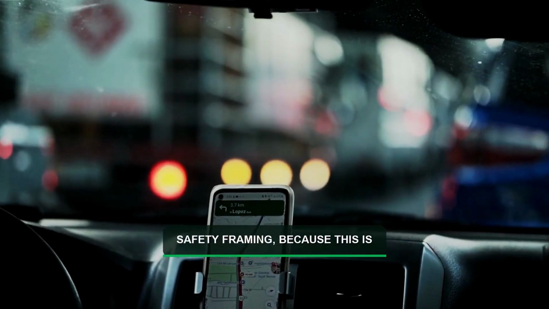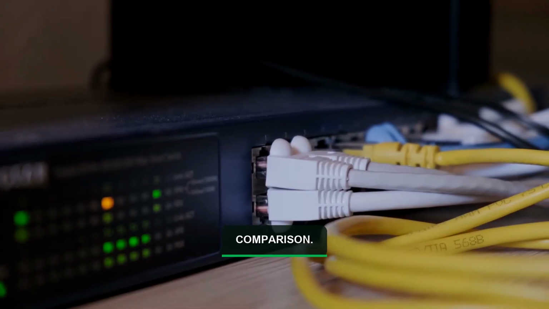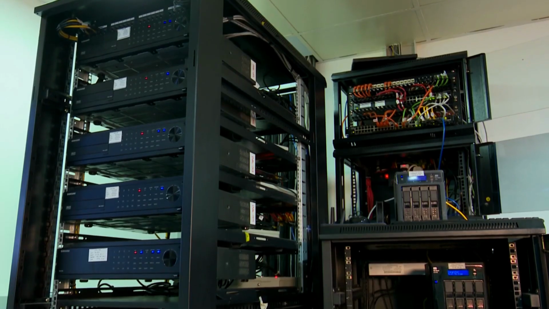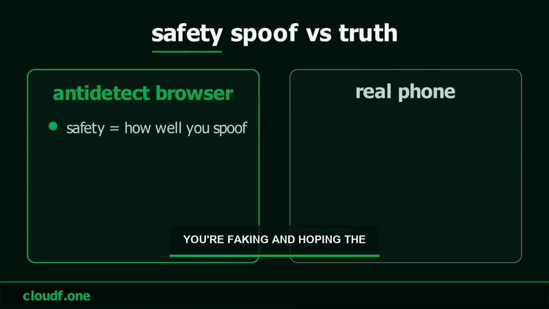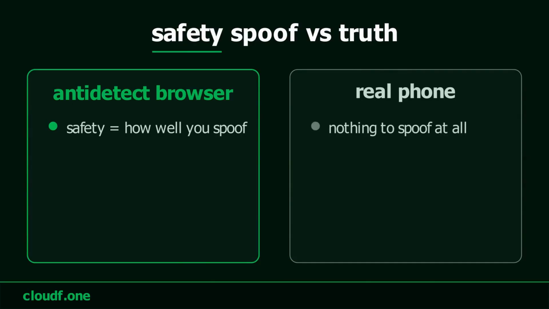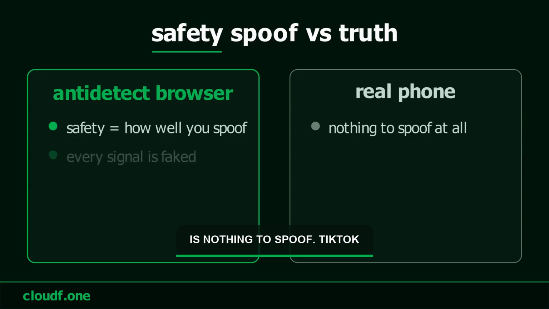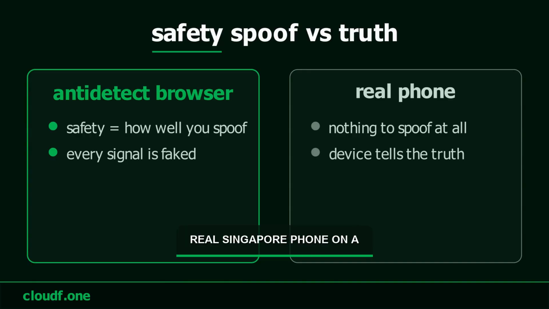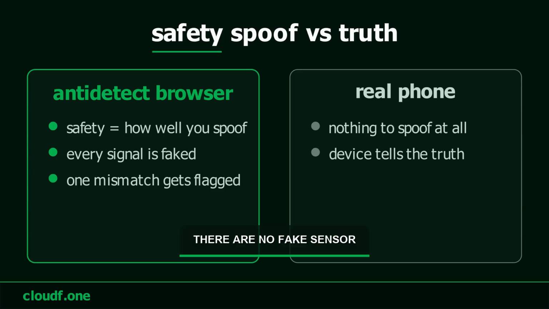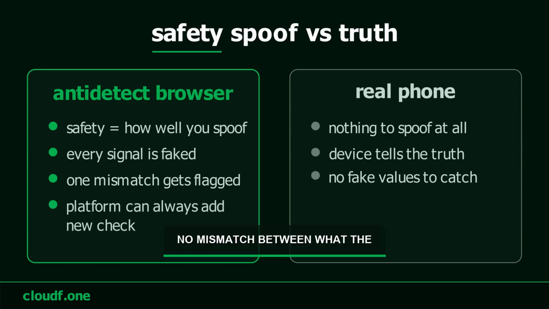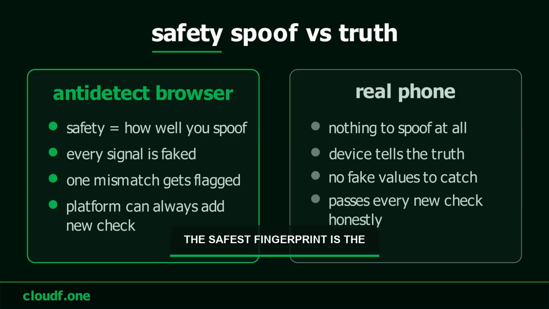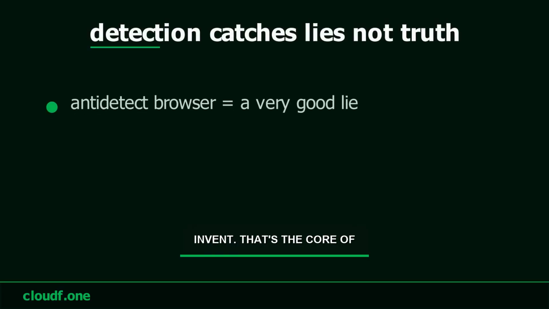Now think about the safety framing because this is the whole point of the comparison. With an anti-detect browser, safety comes from how well you spoof. Every signal is a thing you're faking and hoping the platform doesn't see through. With a real phone, there is nothing to spoof. TikTok asks the device what it is, and the device tells the truth because it's a real Singapore phone on a real Singapore network. There are no fake sensor values to catch, no data center IP to flag, no mismatch between what the browser claims and what the hardware reports. The safest fingerprint is the one you didn't have to invent. That's the core of it.